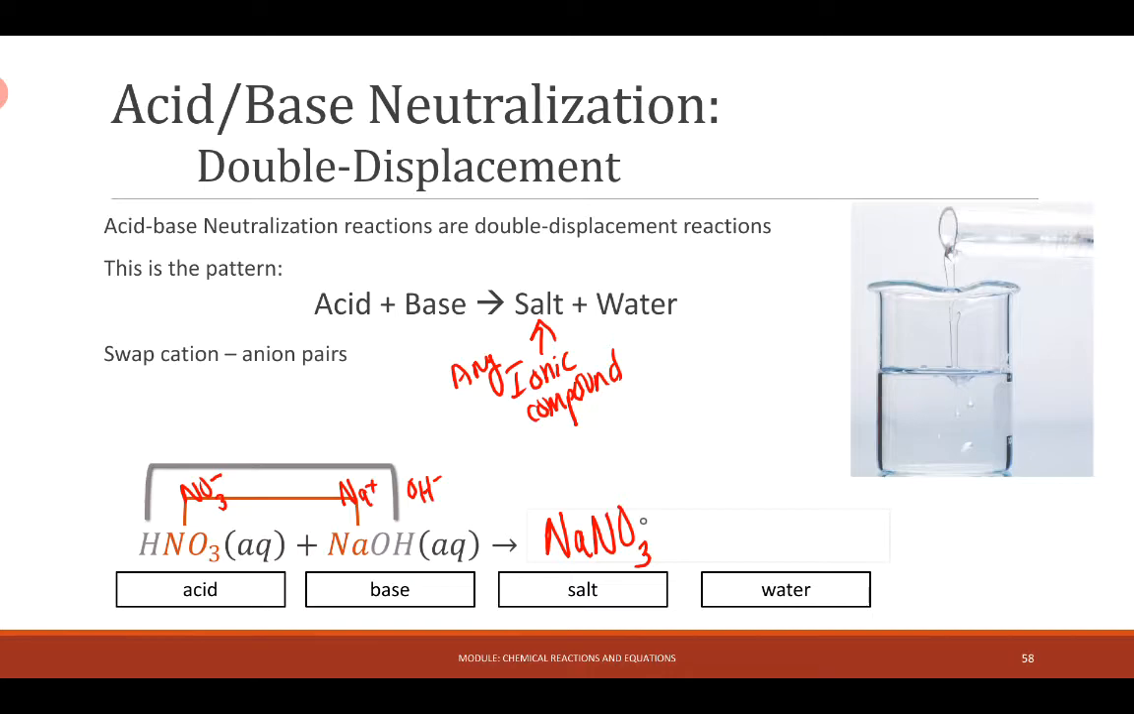So on my solubility rules, sodium nitrate is going to be aqueous. So I can give it a state of matter. Now water. Let's look at our other pair. We have the hydrogen here, which is my H plus cation, and that's going to bond with the HOH from the base. And so that will be HOH, which is 2 hydrogens and 1 oxygen. And so that is H2O, which is water. So we have an acid plus a base equals salt and water.